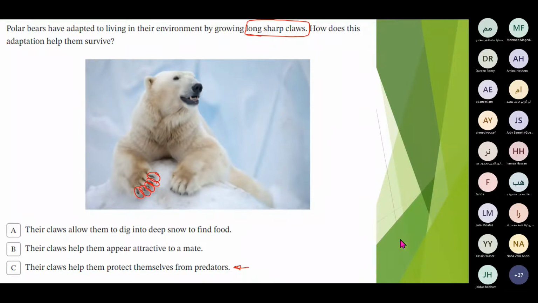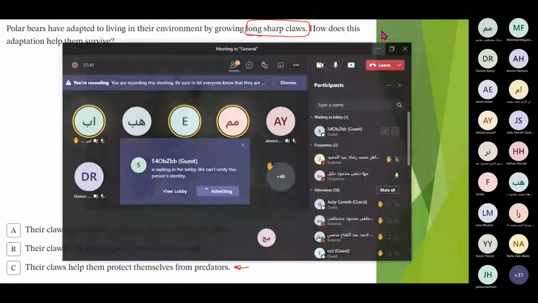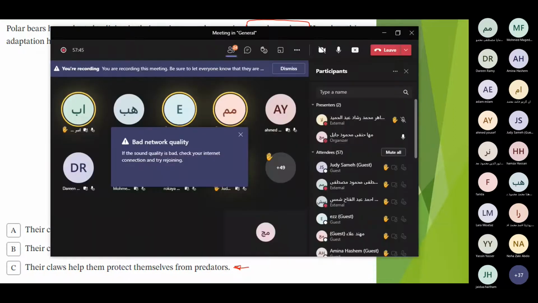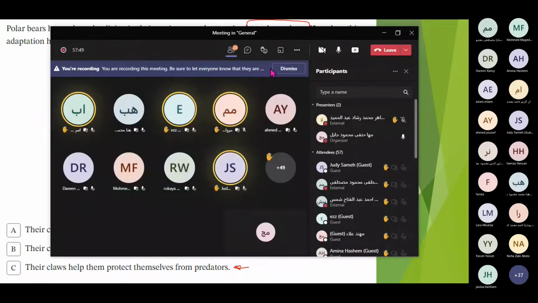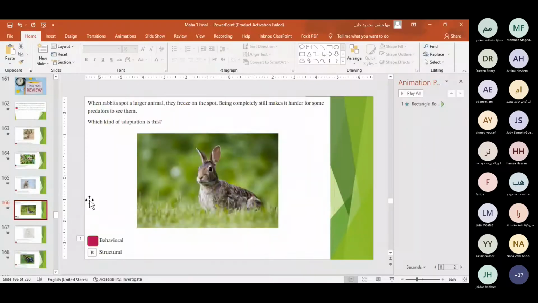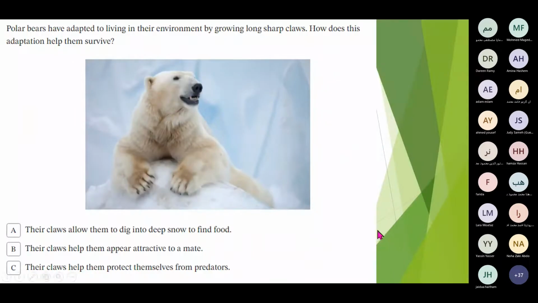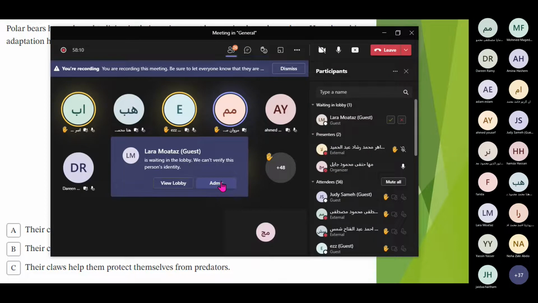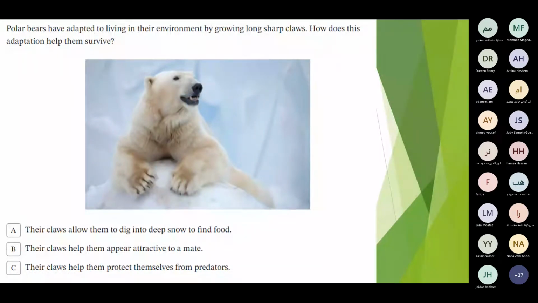Okay? Marwan. The seal. The seal, Marwan. Maybe. No, of course not. Why? Because the polar bear is the strongest bear in its ecosystem. Nice? So he surely doesn't need these claws to escape from predators; he needs them for something else that helps him survive. What do you think? The claws allow them to dig into deep snow to find food. Yes, excellent, bravo. So this is the correct answer.